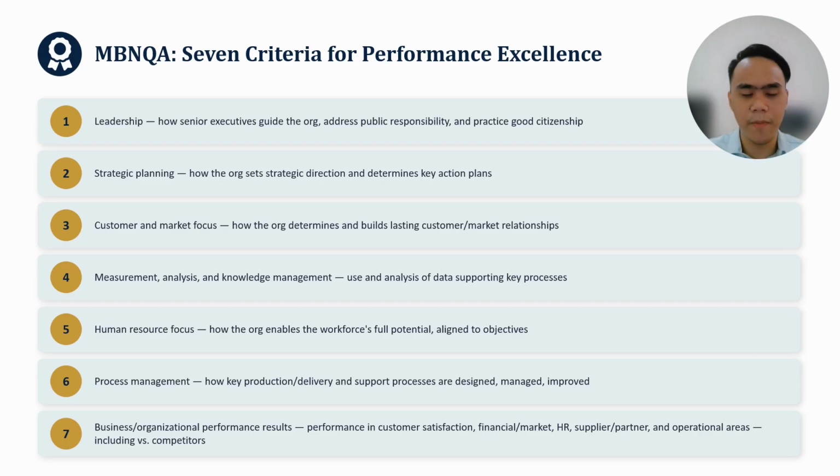And seven is business and organization performance results. It examines the organization's actual performance and improvement across its key business areas: customer satisfaction, financial and marketplace performance, human resources, supplier and partner performance, and operational performance. This category also specifically examines how the organization performs relative to its competitors, which is distinct from anything in the ISO framework. ISO never asks how you stack up against competitors, only whether you meet the standard's requirements. For anyone who wants to pursue this award, you can study the criteria in more depth on the website.